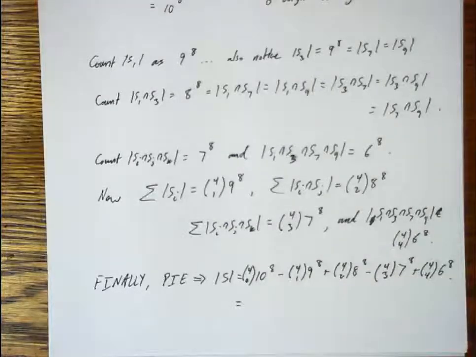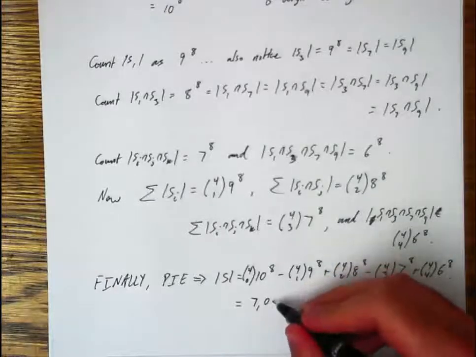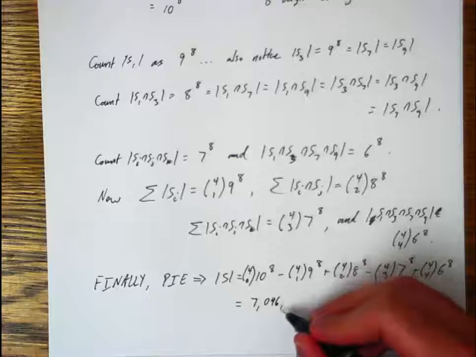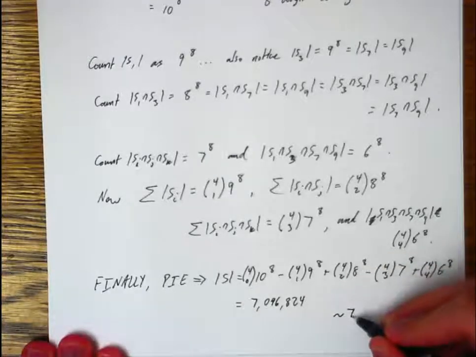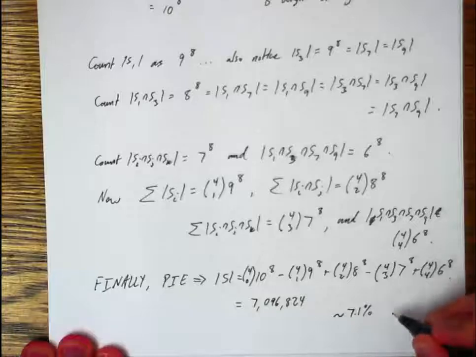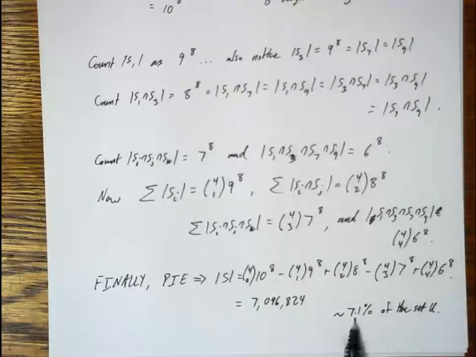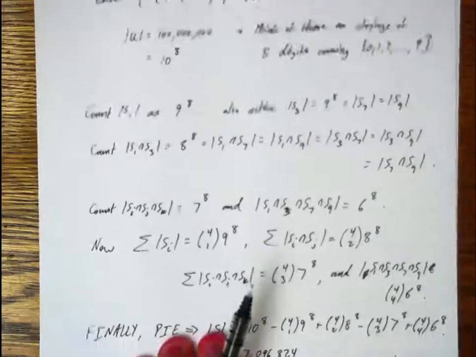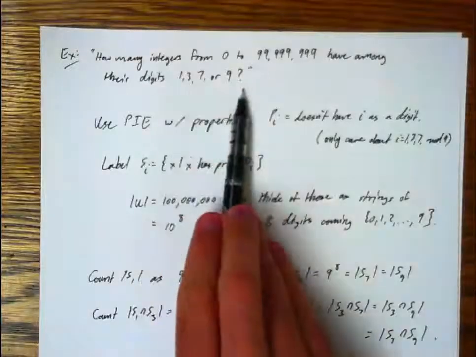Pretty nifty, right? Now, here's the deal. This number comes out to about 7,096,824. This is approximately 7.1% of the numbers in U. So in other words, this is actually a pretty small proportion. I'm looking at all the numbers that don't contain one of these 4.